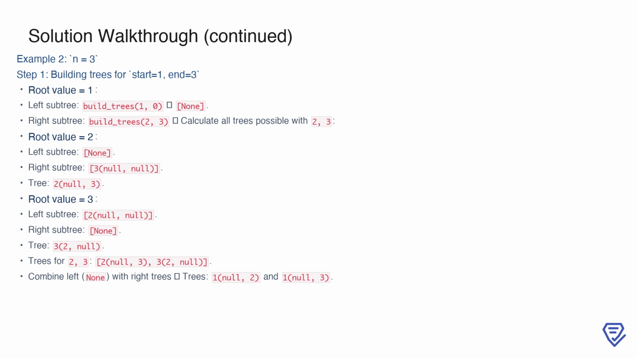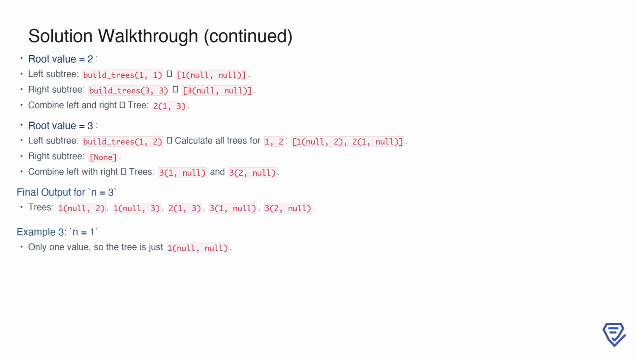Alternatively, if 3 is the root, it has 2 as its left child and no right child, forming the tree 3 with 2 as its left child. Combining both possibilities with root 1 gives us two trees, one where 1 has 2 as its right child, and another where 1 has 3 as its right child.